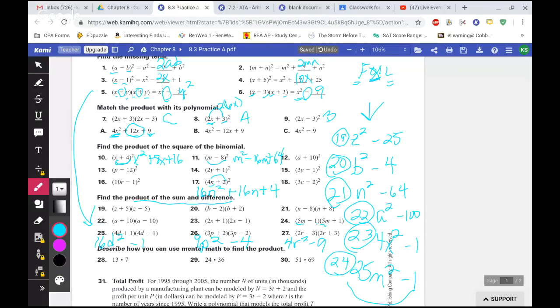And number 16, 10r times 10r is 100r squared. And then 10r times negative 1 is negative 10r. And then negative 10r times 2 is negative 20r. And negative 1 times negative 1 is a positive 1. That leaves y'all a few to do on your own, unless y'all have a question.